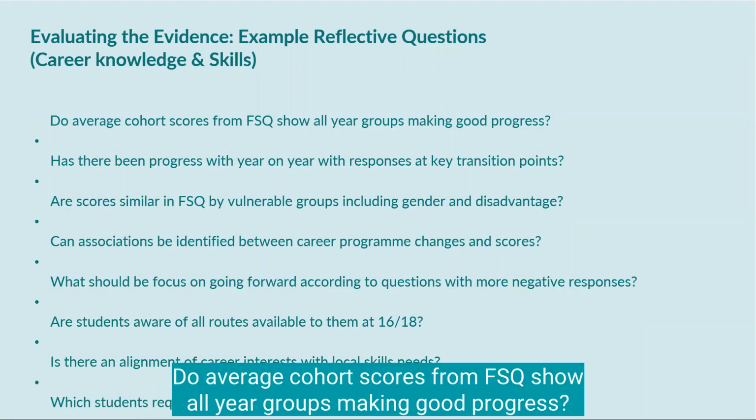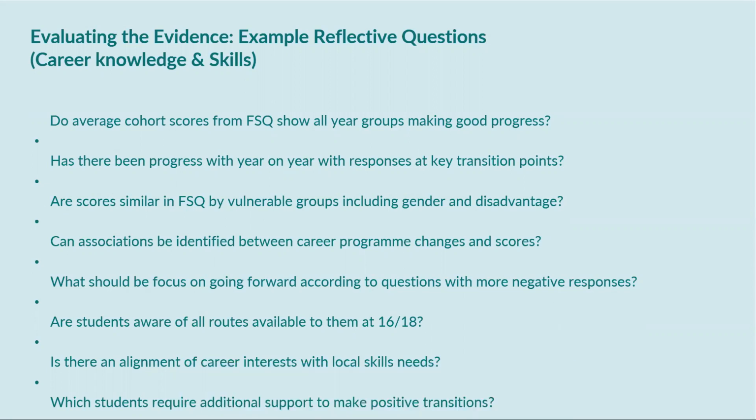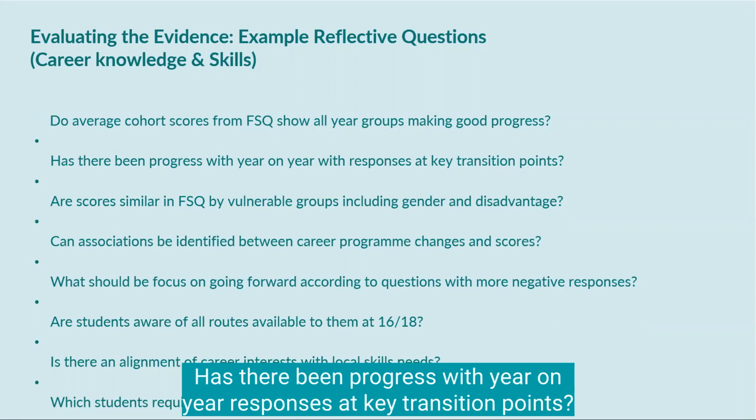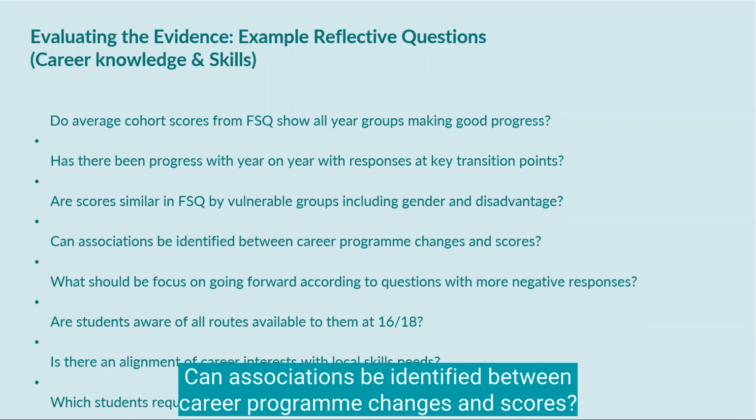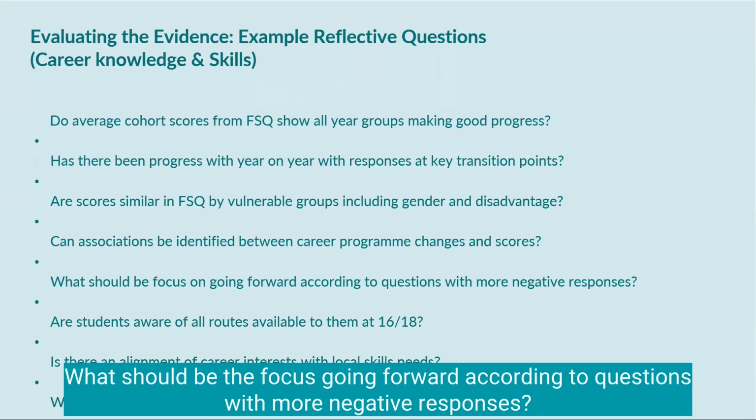Do average cohort scores from FSQ show all year groups making good progress? Has there been progress with year-on-year responses at key transition points? Are scores similar in the FSQ for vulnerable groups, including gender and disadvantage? Can associations be identified between career programme changes and scores? What should be the focus going forward according to questions with more negative responses?